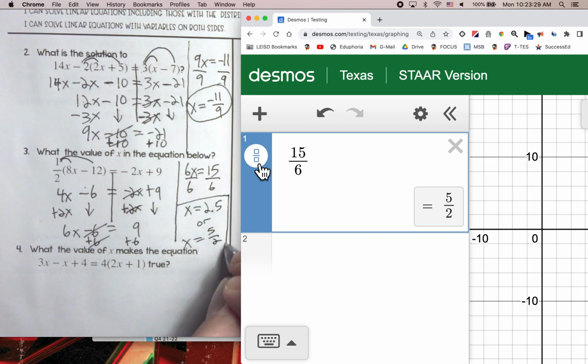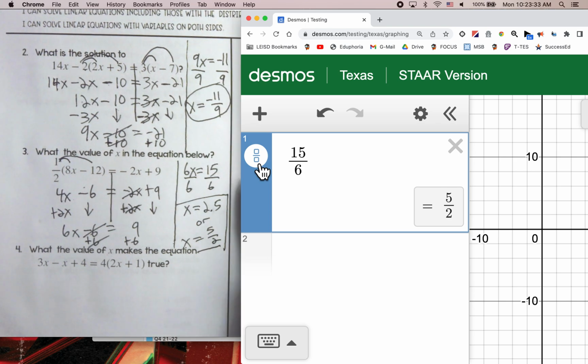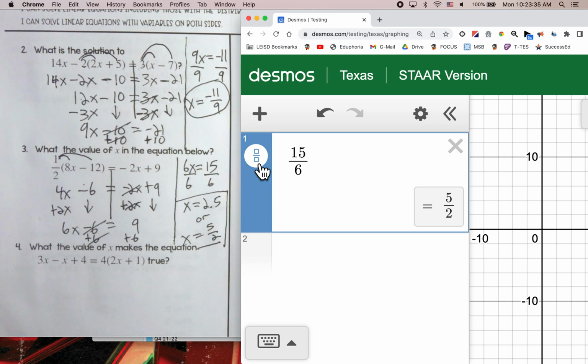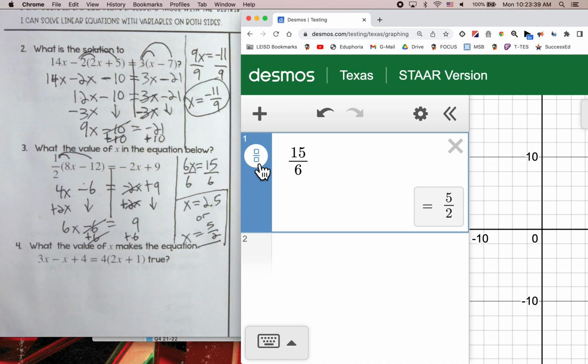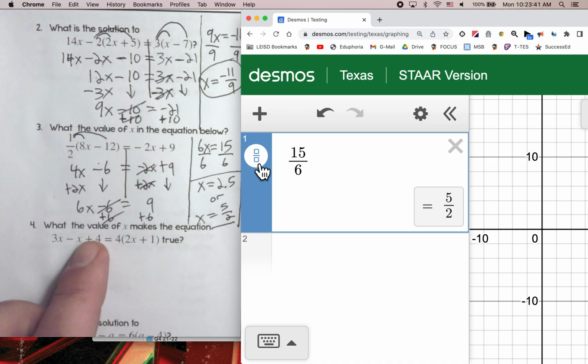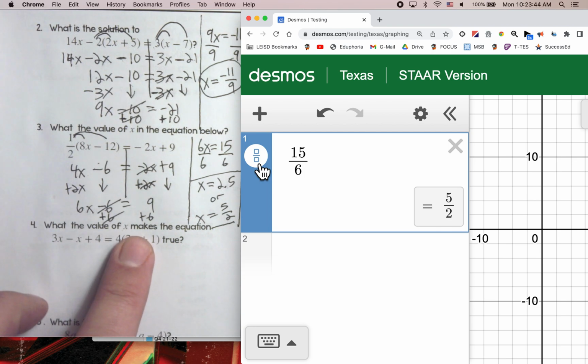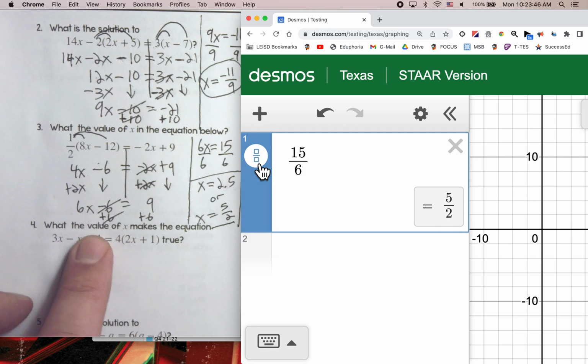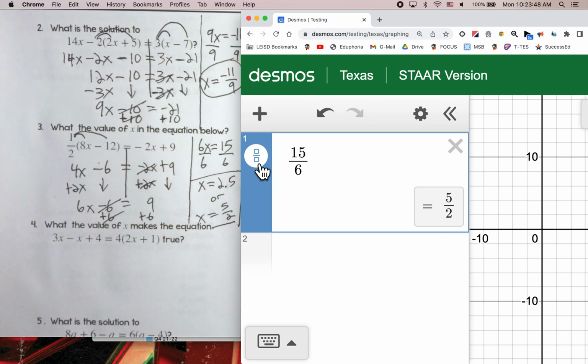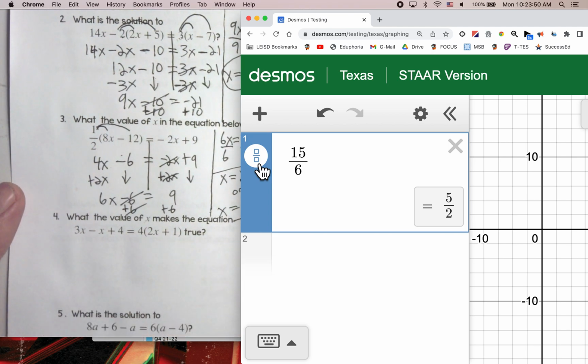And I'm putting it as both because, as a test, you might see your answer choice as a decimal, or you might see it as a fraction. More often than not, you probably will see it as a fraction. Number 4, it says, what value of x makes the equation true? It's kind of weirdly written. All that means is it's just asking us to solve for x.